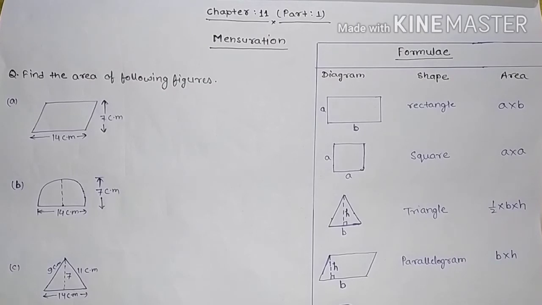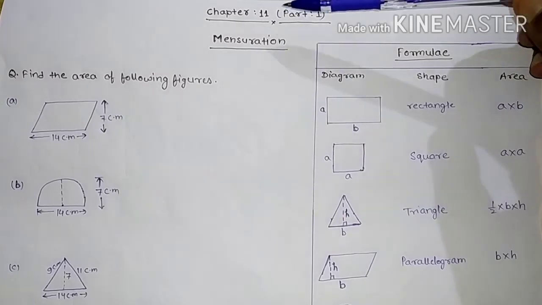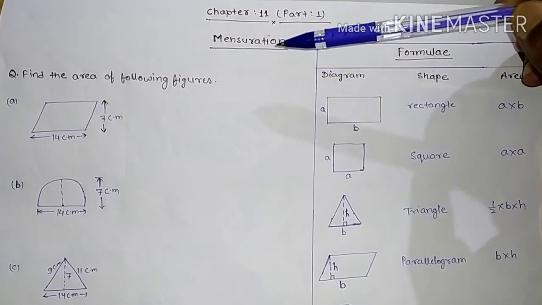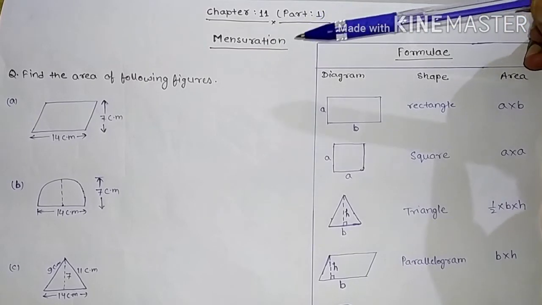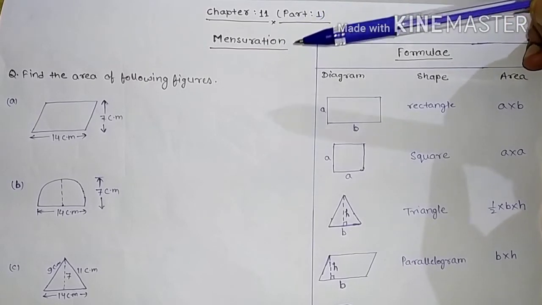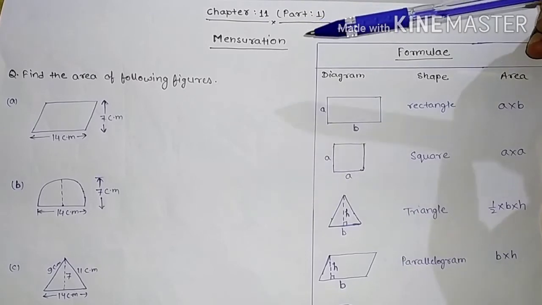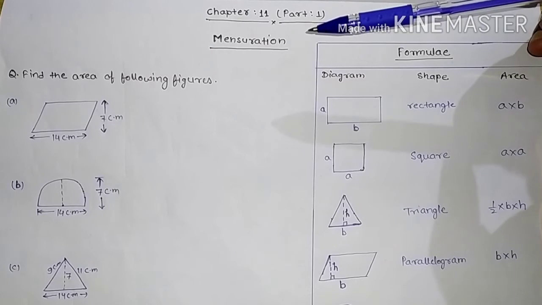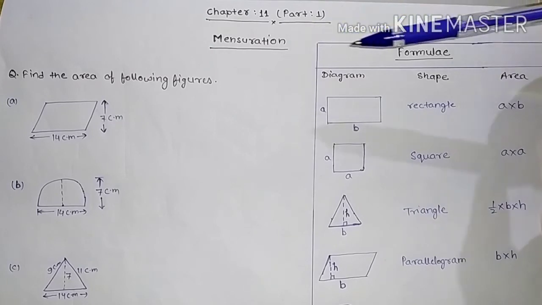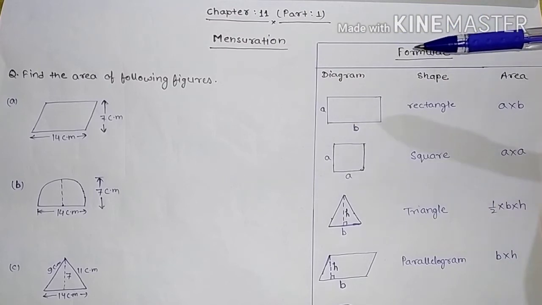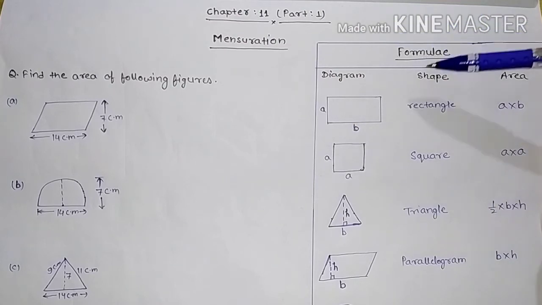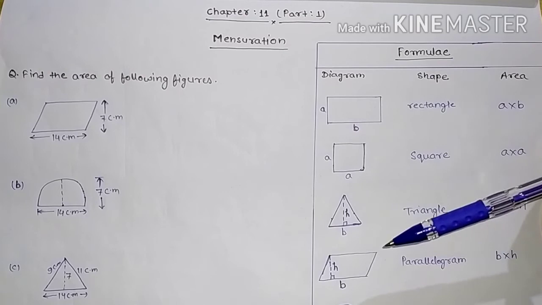Hello everyone. Today we are going to discuss a new chapter, that is chapter number 11, part 1. The chapter name is mensuration. This is the first part of this chapter, and in this part we will discuss and cover perimeter and area of the given diagram. So here first of all we are going to discuss some formulas about these given diagrams.